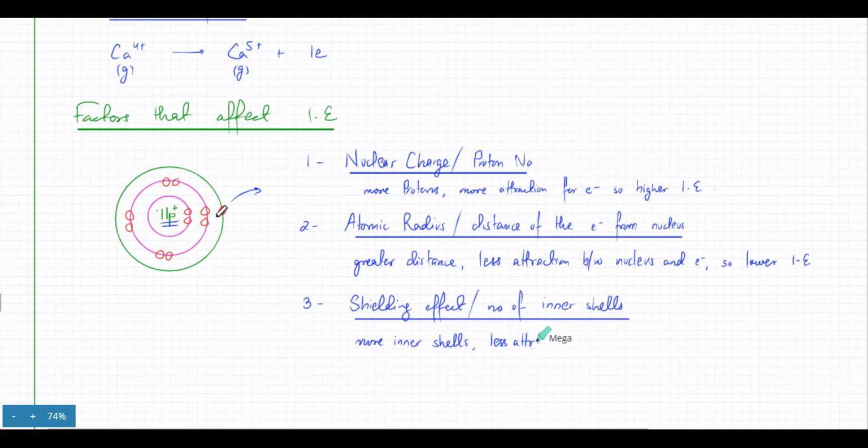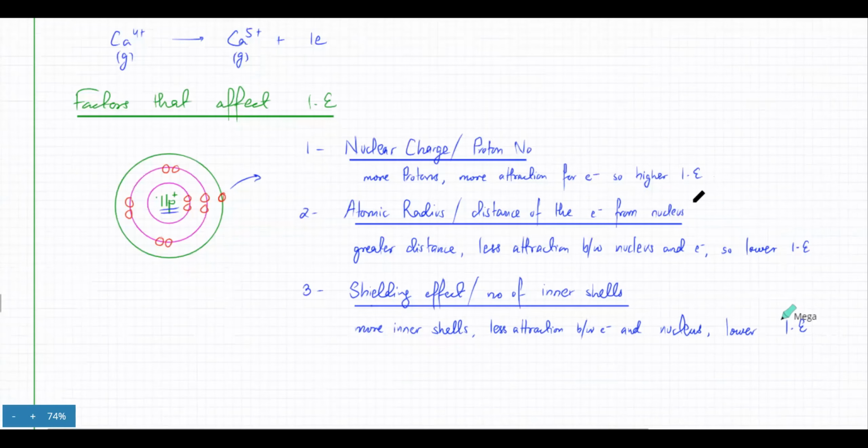Less attraction between the electron and the nucleus. And because of that, the ionization energy is going to be lesser, or we call it lower ionization energy. Okay, that's factor number 3.